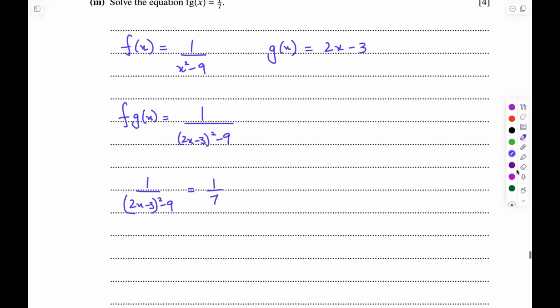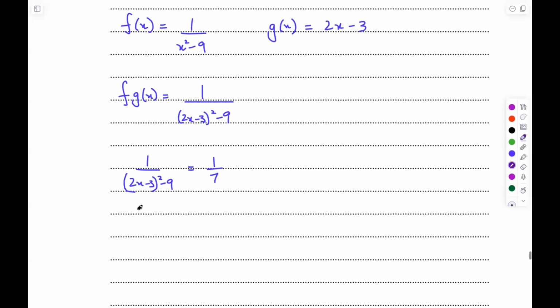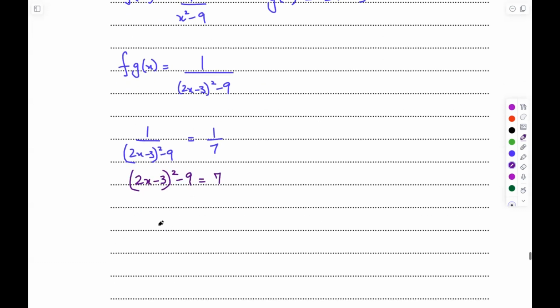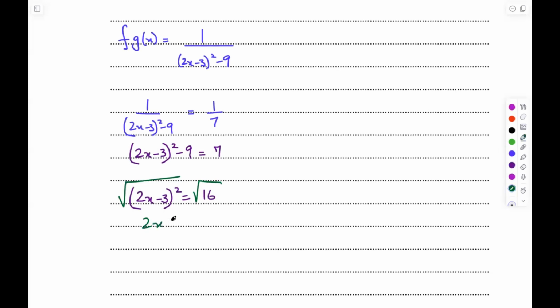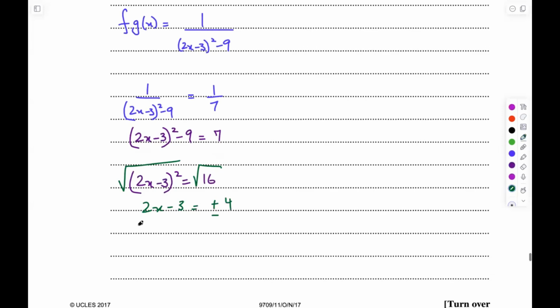Now as we have to solve, we'll cross multiply. So that will become 2x minus 3 whole squared minus 9 will be equal to 7. Now taking 9 on the other side, this will become 2x minus 3 whole squared is equal to positive 16. Taking the square root of both the sides, we will get 2x minus 3 will be equal to plus minus 4. So taking 2x minus 3 equal to 4, we'll get x equal to 4 plus 3 upon 2. So that is 7 upon 2.